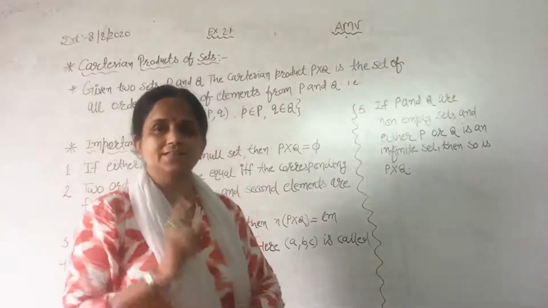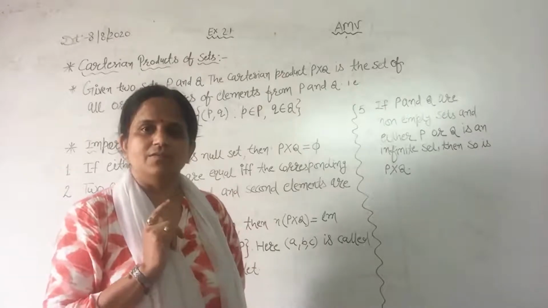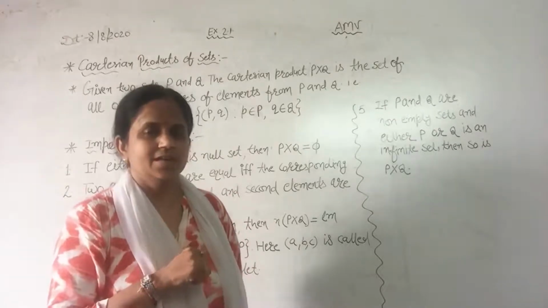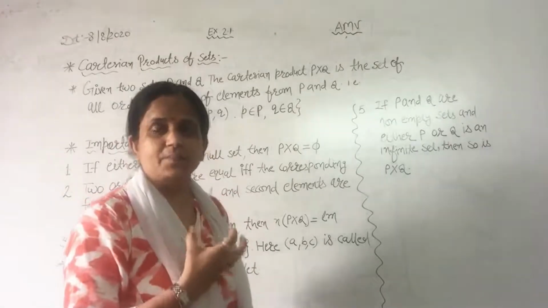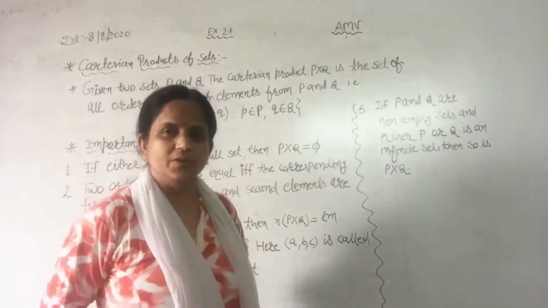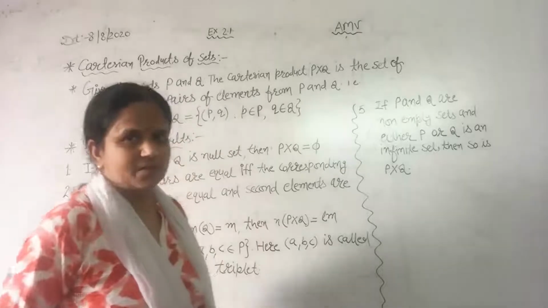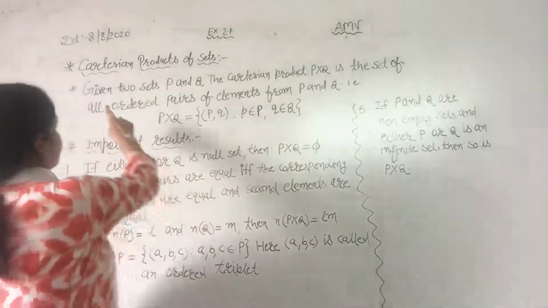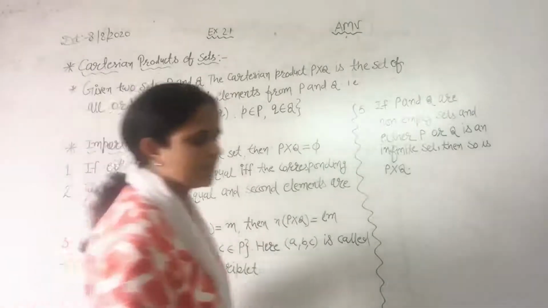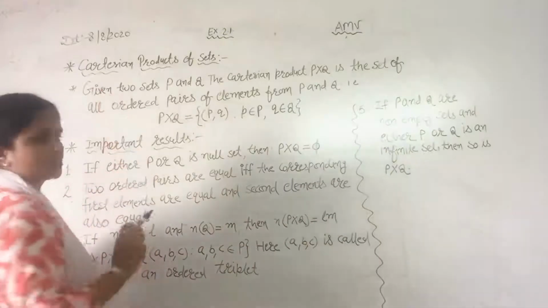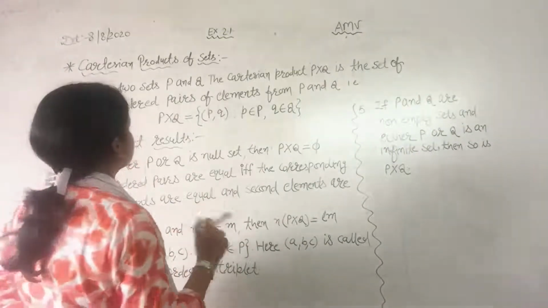The chapter is Relations and Functions. A very important chapter, students, and the extended part of this chapter you will study in 12th standard. Today I am going to discuss a very small topic, Cartesian product. So what is the Cartesian product of sets?